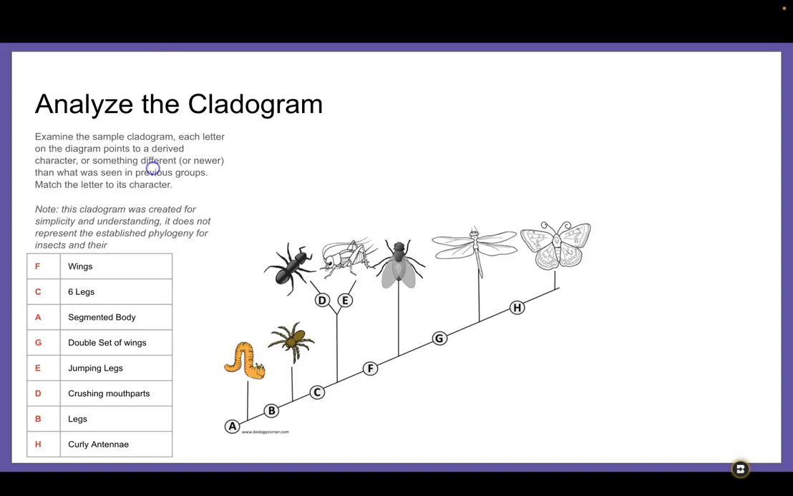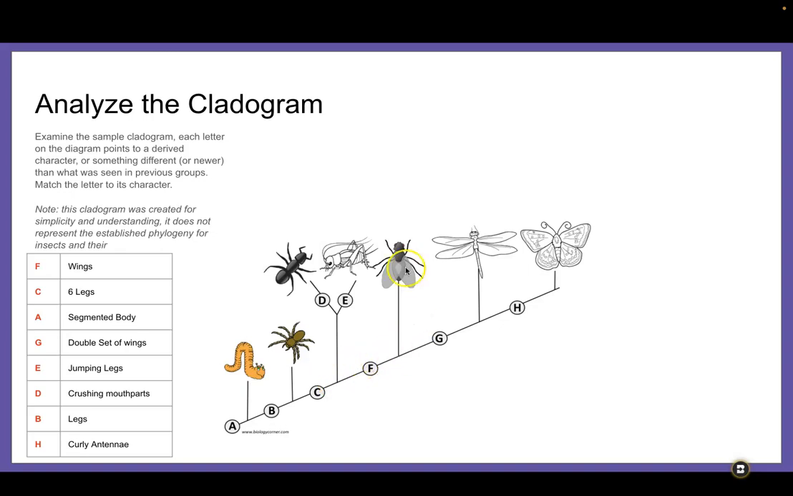Okay, hopefully you did that. Here's what we can see. We see A, they all have in common everything after this. They're segmented bodies. B, then everything after that has legs. C, everything after this actually has 6 legs. D, we would see has crushing mouth parts. E has jumping legs, and they kind of branch off on their own.